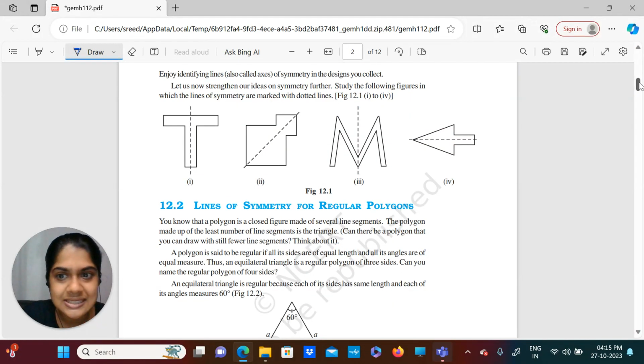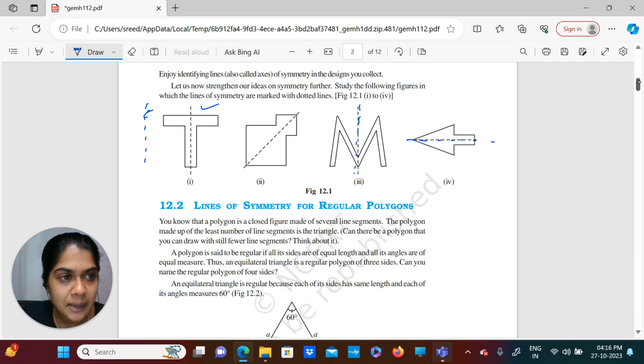Not only objects, letters also can be symmetrical or asymmetric. When you have a vertical line of symmetry, it's a vertical symmetry. You can have a horizontal line of symmetry also. So this is a vertical line of symmetry. Here it does not have any horizontal line of symmetry. What about M? It is having a vertical line of symmetry. Look at this arrow, this is having a horizontal line of symmetry, right?